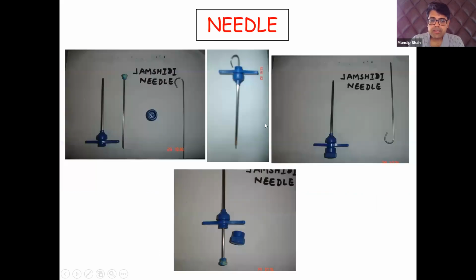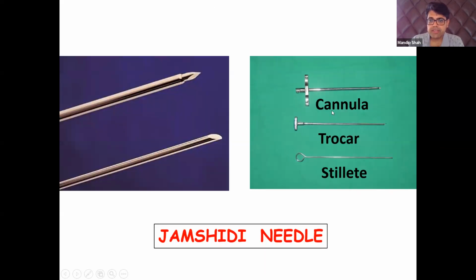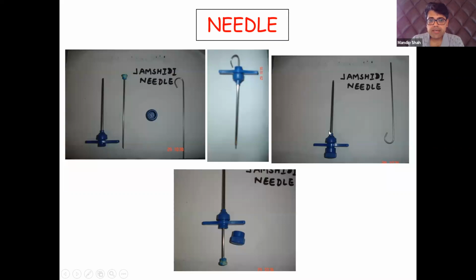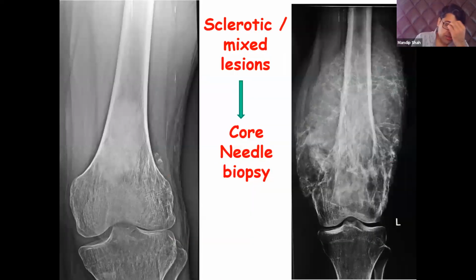So this is the second generation. This is the first generation, which is autoclavable. This is the second generation that we use, which is supposed to be disposable. We sometimes ETO sterilize it and reuse it. So let us see a small video of how to do a core needle biopsy. So you have 2 types of lesion.